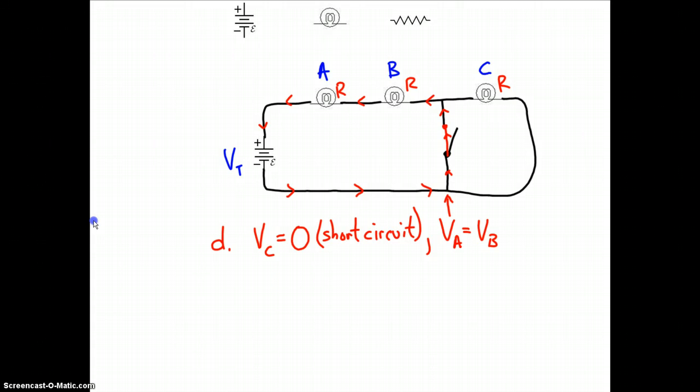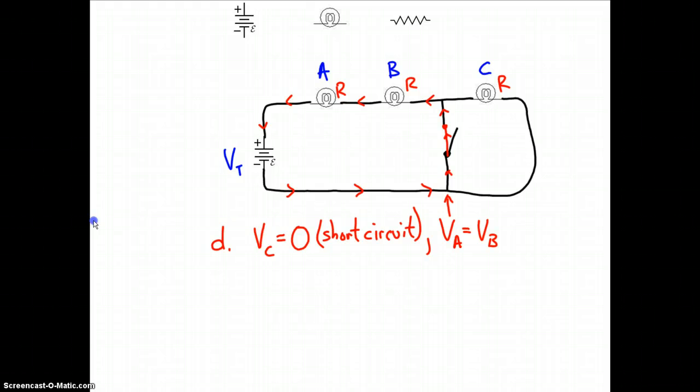Okay, so as we take a look at this total voltage, because these were in series, it was divided equally among the 3 devices in this case because the devices were identical. That means A would get 1/3 the total, B 1/3 the total, and C 1/3 the total. But what happens when we close the switch? Now C gets none. What does that do?